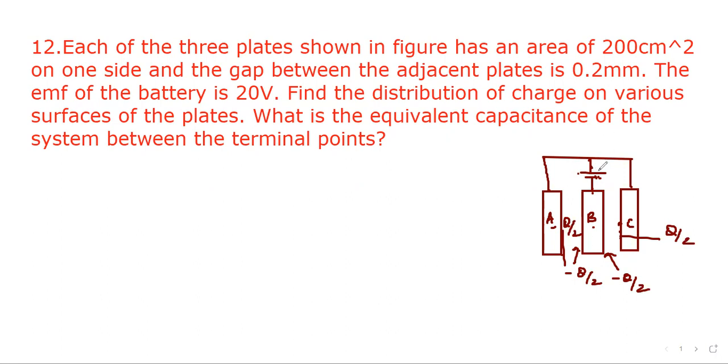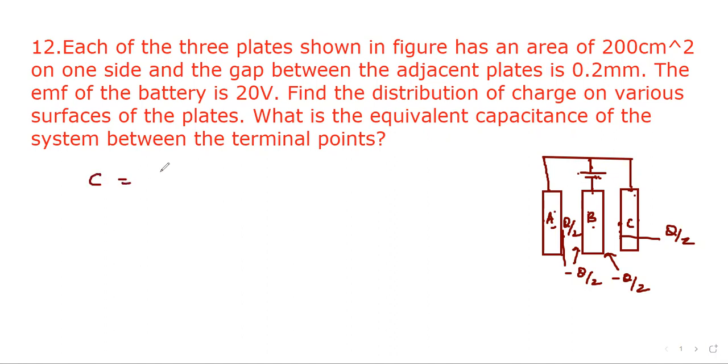Here, if we consider positive terminal of the battery, it will provide charge Q, which will be equally distributed. So this plate will receive Q by 2, which is already here, and this plate will also receive Q by 2, which is already here. So on the outer surfaces, there will be no charge. Now we find the capacitance between these two plates.